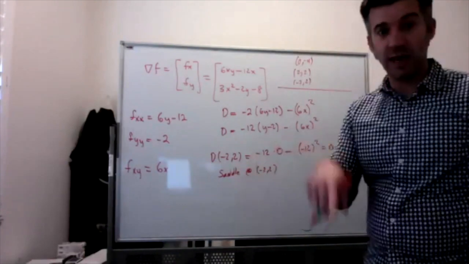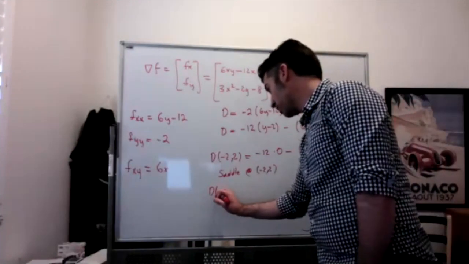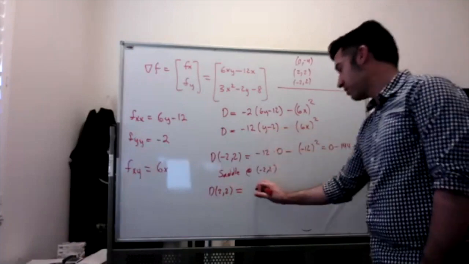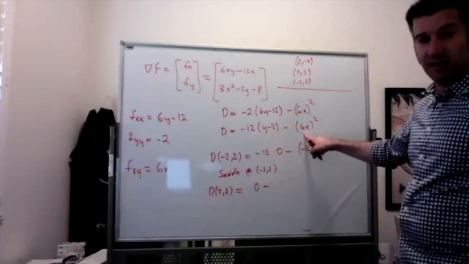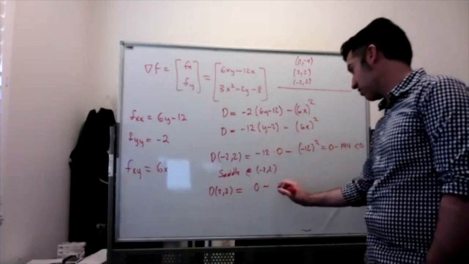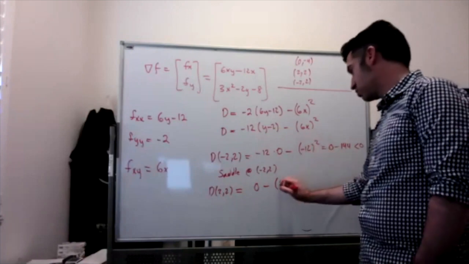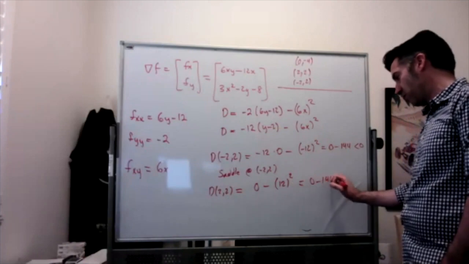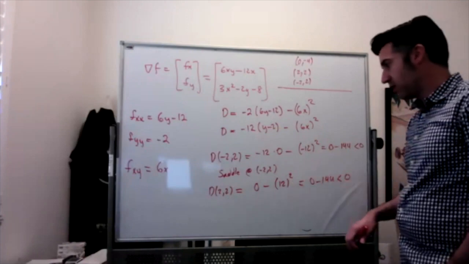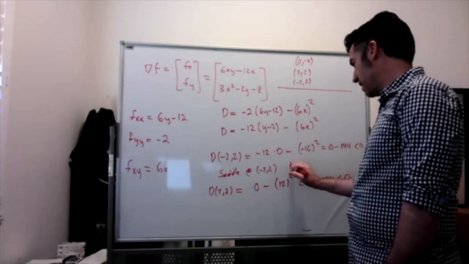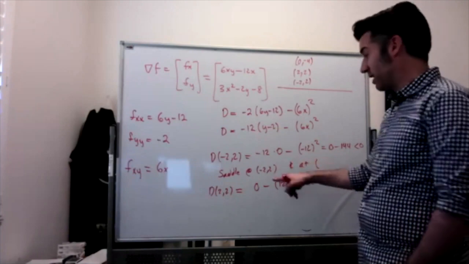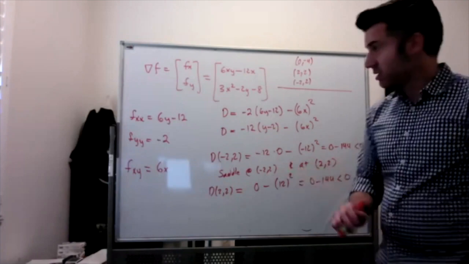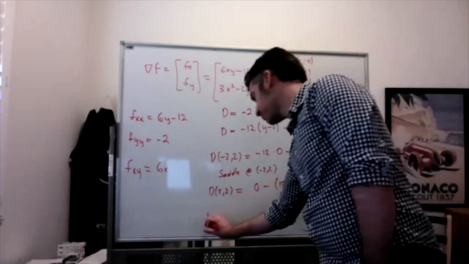All right, and we're going to see the same thing happens at 2, 2. We look at 2, 2, we're going to get the same result. This part's still going to be 0. And as long as this part isn't 0, the whole thing's going to be negative. And you're going to get 0 minus 6 times 2 is 12 squared. So you're again going to get 0 minus 144, which is negative. So you have a saddle at negative 2, 2 and at 2, 2. So let's look at the last one, 0, negative 4.